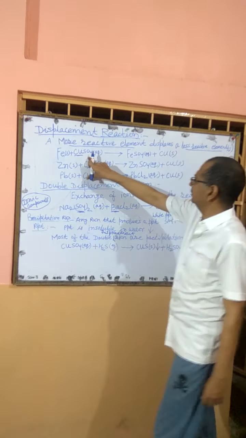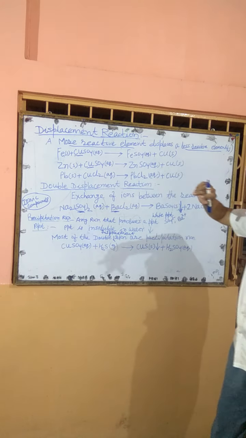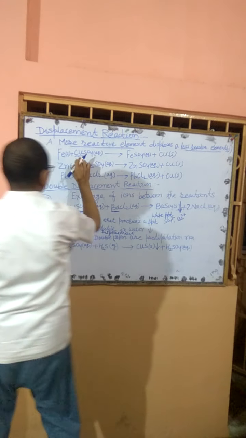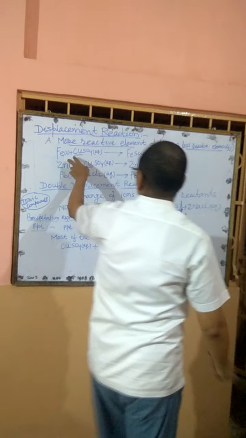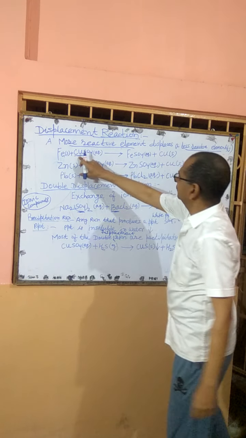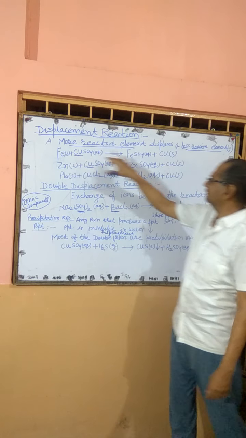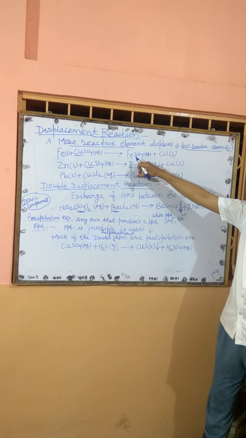Iron plus copper sulfate. Iron reacts with copper sulfate and gives iron sulfate and copper. In this reaction, copper is less reactive and iron is more reactive. So copper is displaced and iron displaces copper. Iron takes the position of copper. So here is copper sulfate and now it becomes iron sulfate.